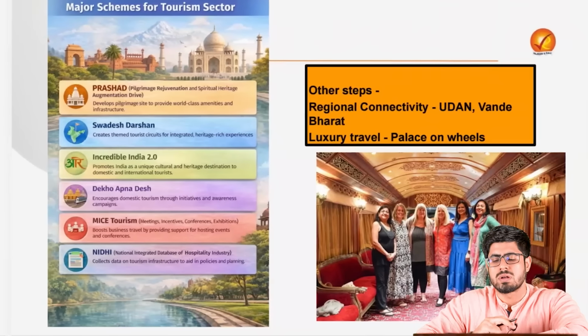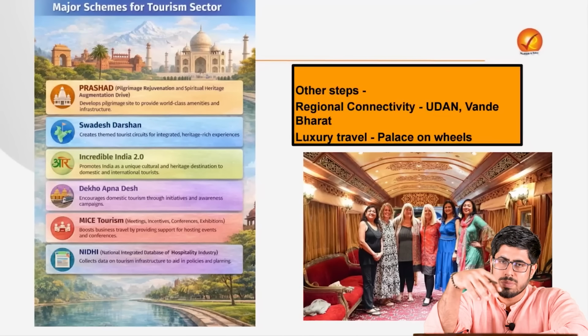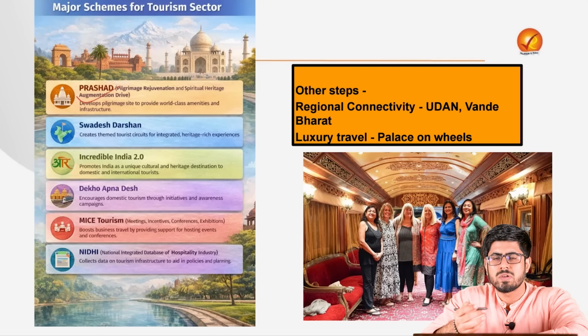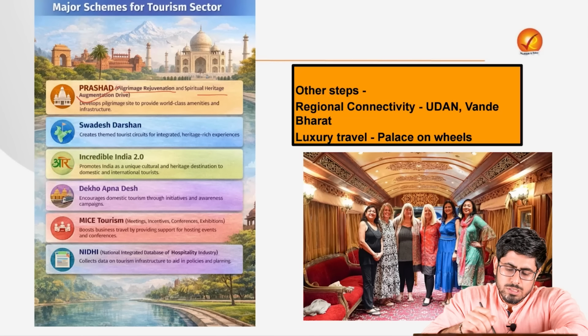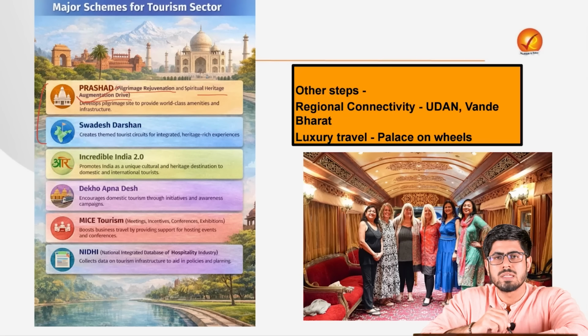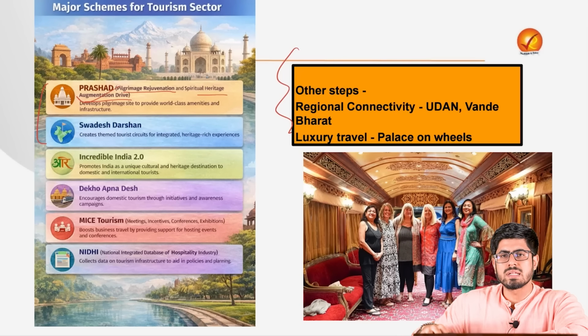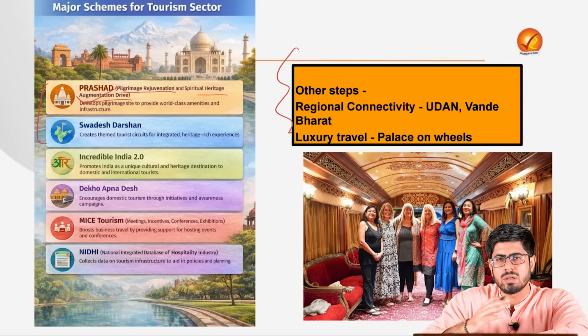Then what can we do about it? There are a lot of steps that the government has already taken. They have taken the Prasad scheme for pilgrimage rejuvenation, spiritual heritage augmentation drive. They have the Swadesh Darshan scheme, Dekho Apna Desh scheme, various cultural exchange programs that are working. Various infrastructure related steps have been taken. Under the Udan scheme, they have improved regional connectivity by opening various new airports.